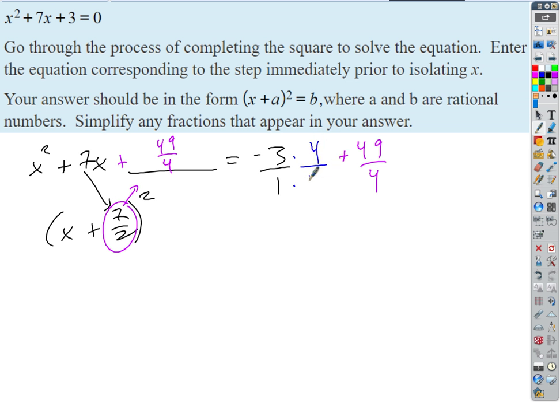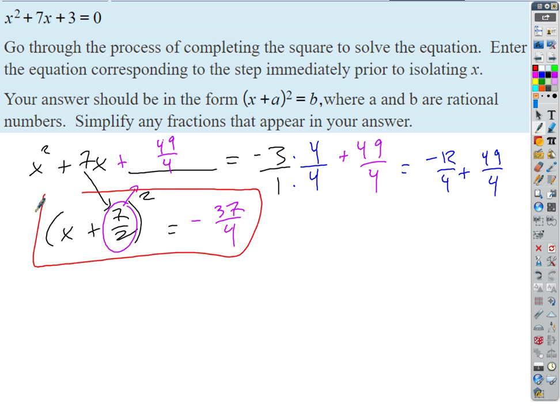Yeah. So what's that going to give me? I'm going to get -12/4 plus 49/4. What's that? Yeah, that's just going to be 37/4, and I'm done, right? Agreed? Okay. Oh, positive, you're right, I was just checking to see if you're paying attention. No, I wouldn't, I made a mistake. Right, does that make sense?